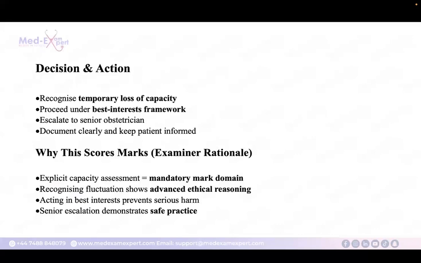Also, the ability to communicate. Ten or fifteen minutes later the patient was communicating absolutely fine with you, and she agreed for you to give her the injections to improve her condition, but then later on it changed. So that has been affected by her condition. So in this situation you act in the best interest of the patient to prevent serious harm, and you also escalate to the seniors, and that is the safe practice that you do.